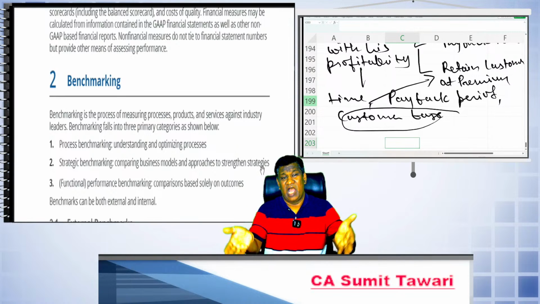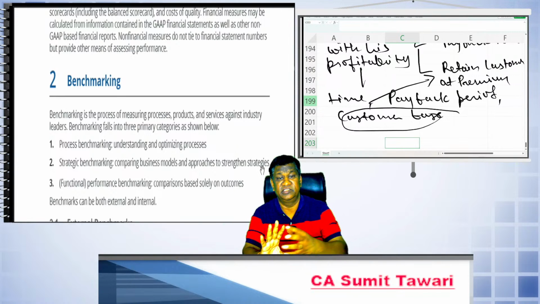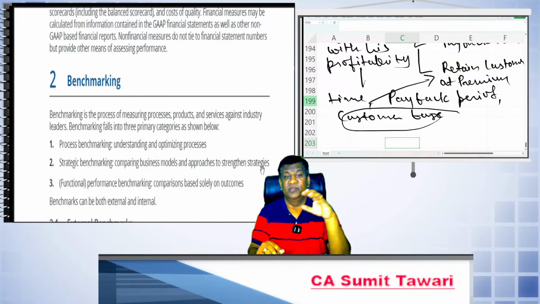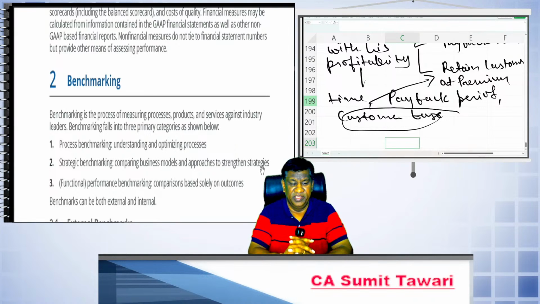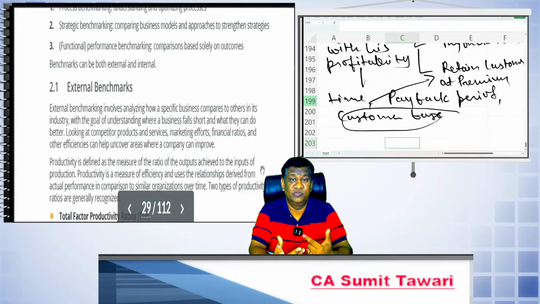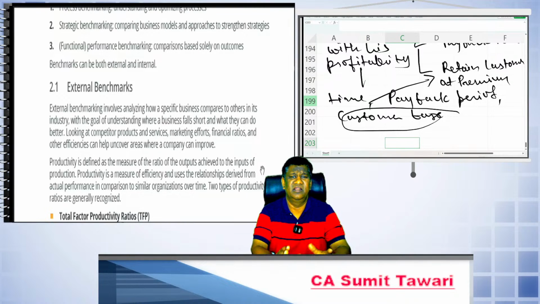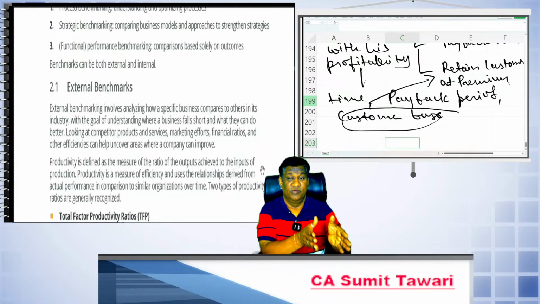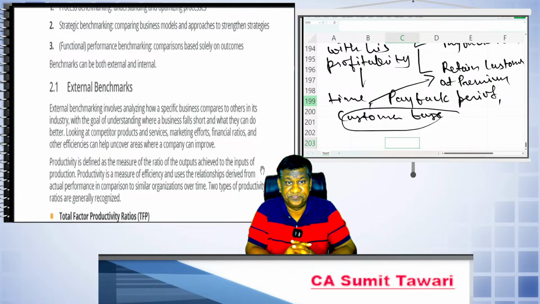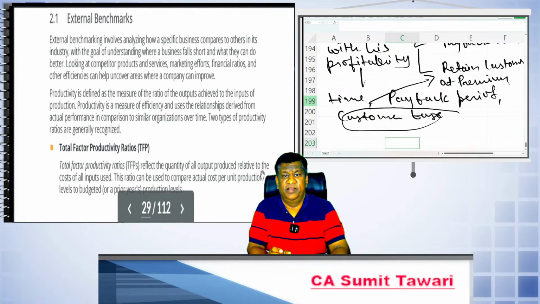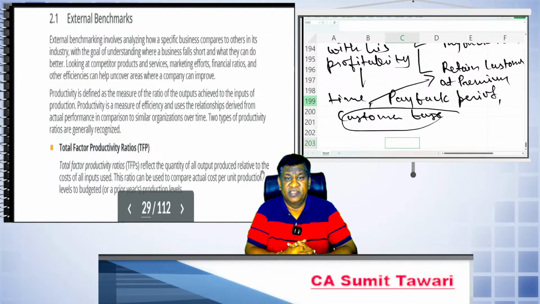Performance means after completion, like I implemented the strategy and whatever the outcome may be, then I need to compare it with my expectation. That is basically performance or functional benchmarking. So these are the types of benchmarking. And then you can do external benchmarking and internal benchmarking. External benchmarking means you are evaluating against your competitor. Internal benchmarking means whatever target you achieved last year, compared to that, where you stand. So there are various benchmarking aspects.